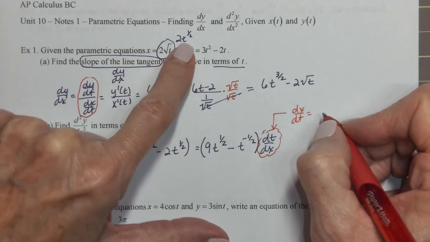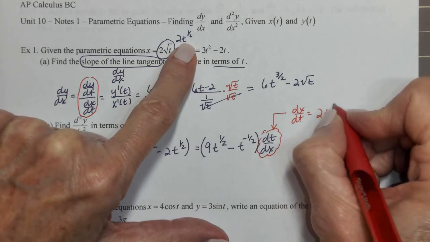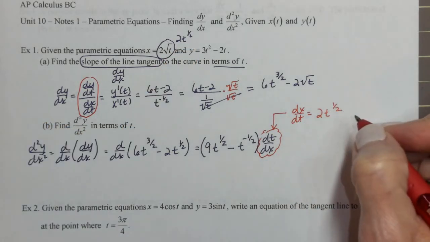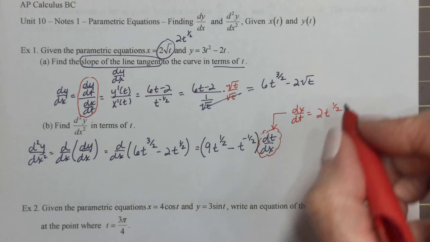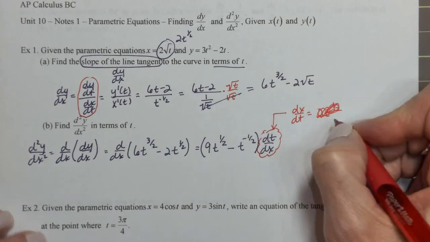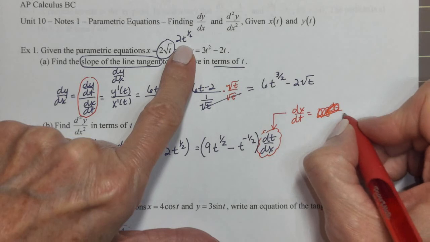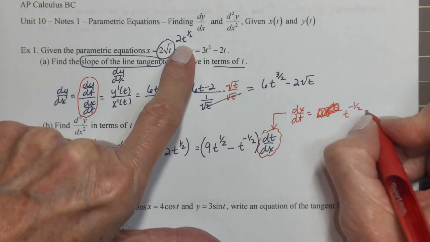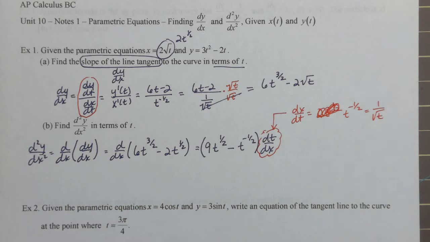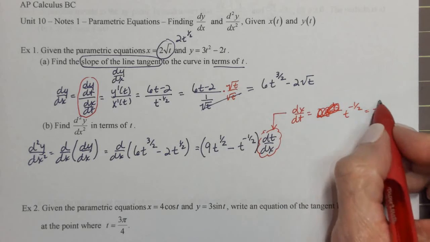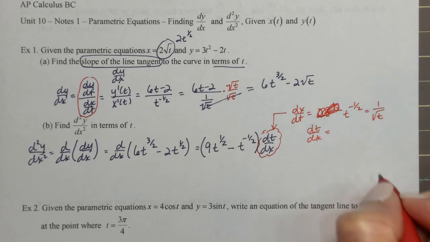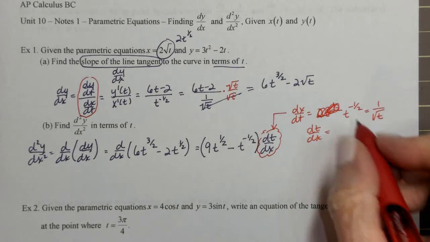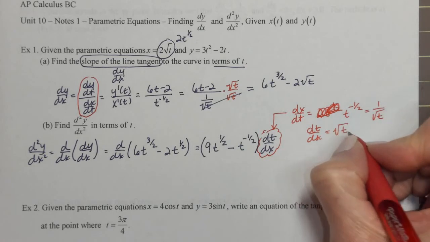Well, we weren't given what it is, but we know what it is. dx/dt is 2t to the 1/2 power, right? Oh my goodness, no. That's just x. dx/dt is t to the negative 1/2 power, which is 1 over square root of t. If dx/dt is 1 over square root of t, then what is dt/dx? Well, dt/dx is just the reciprocal of that, so dt/dx is just the square root of t.